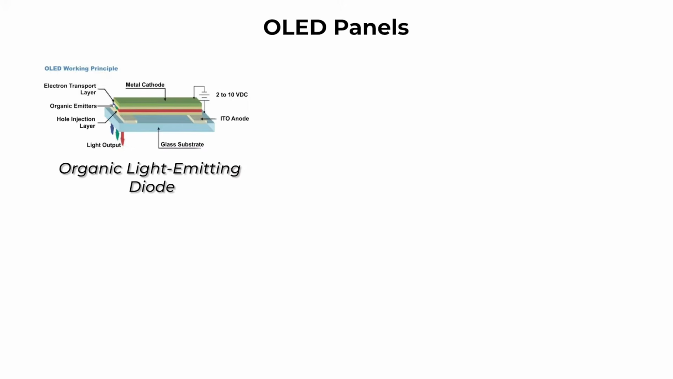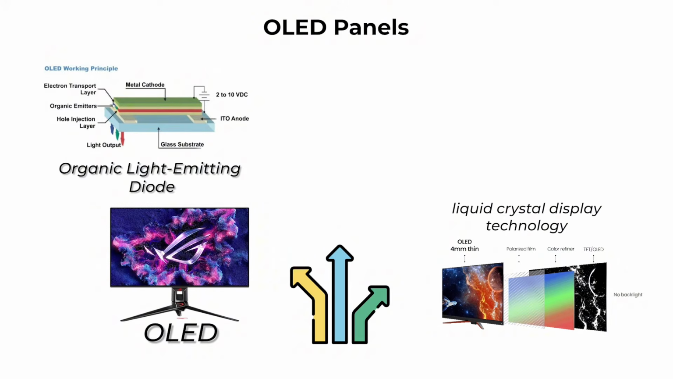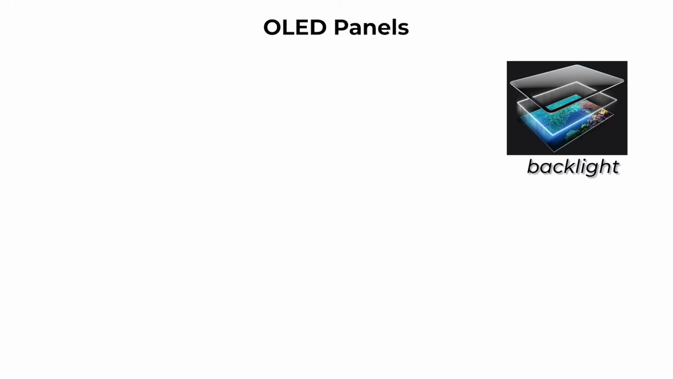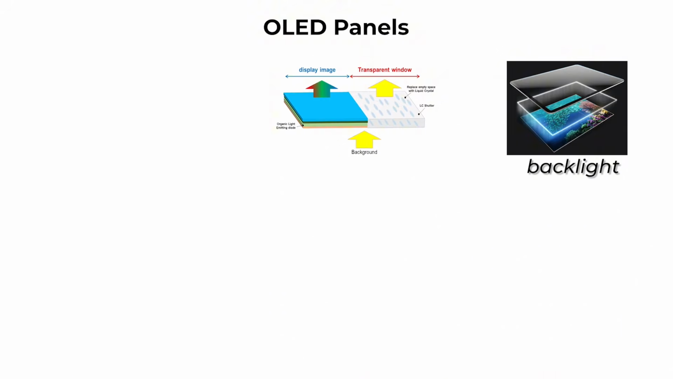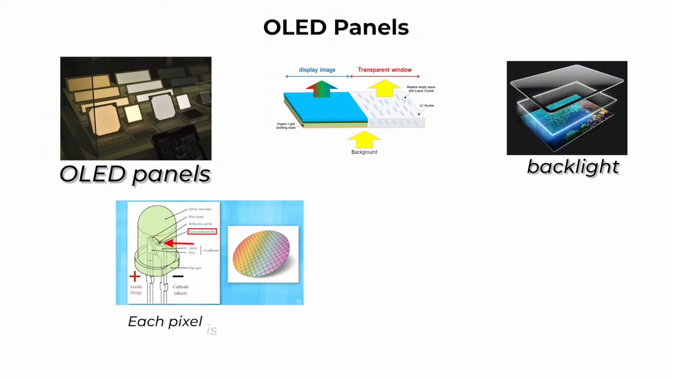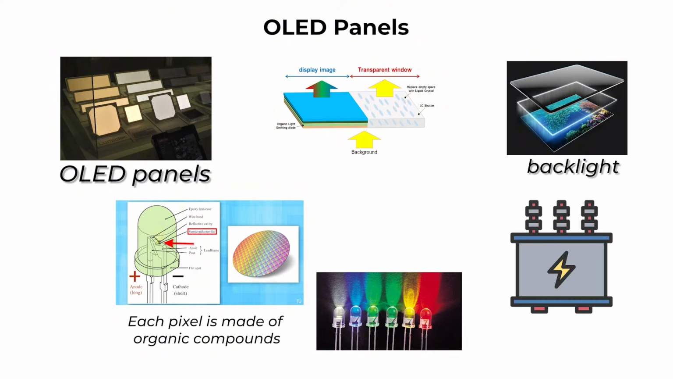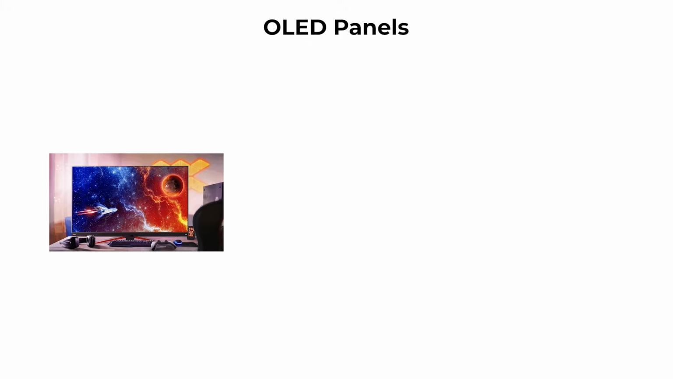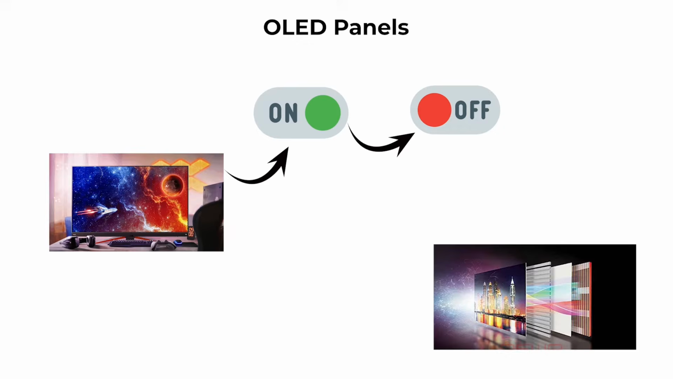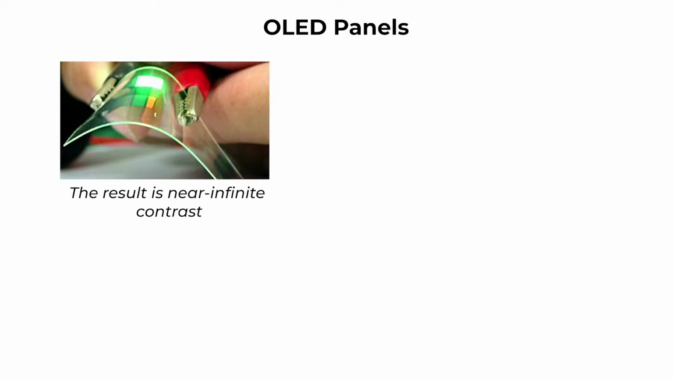OLED panels. Organic light-emitting diode, or OLED, is fundamentally different from liquid crystal display technology. Instead of using a backlight that shines through liquid crystals, OLED panels are self-emissive. Each pixel is made of organic compounds that produce their own light when an electric current is applied. This means every pixel can turn completely on or completely off, independently of its neighbors. The result is near infinite contrast.